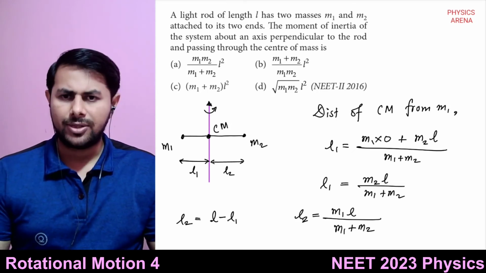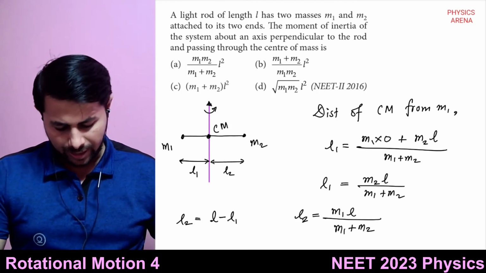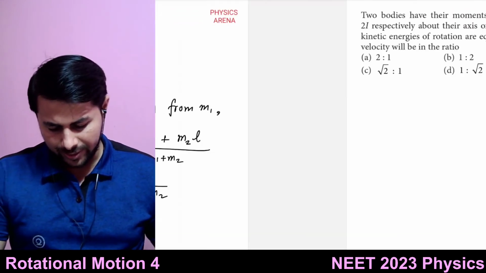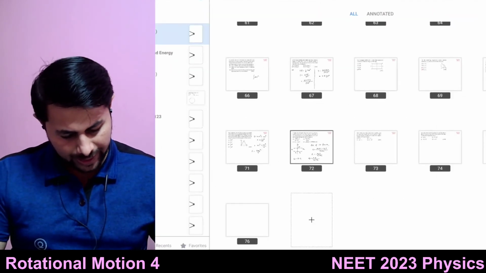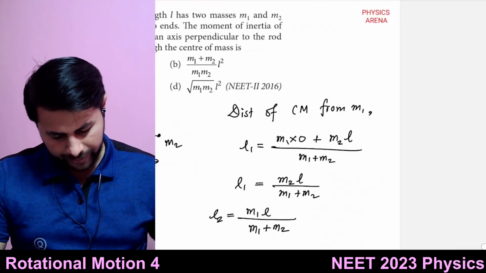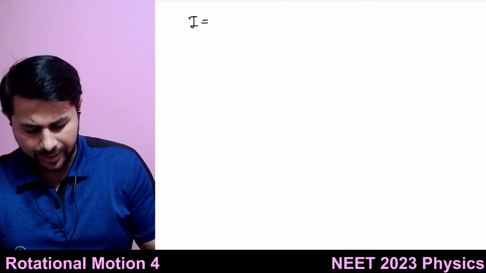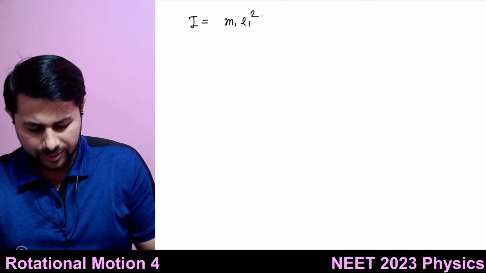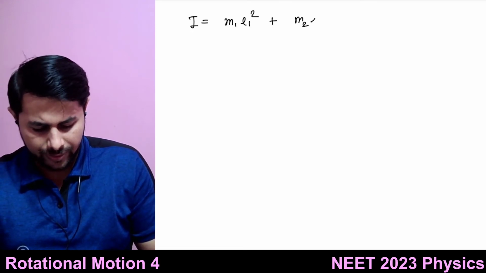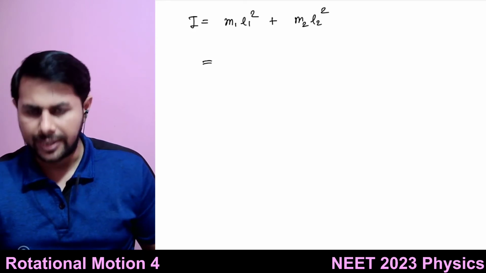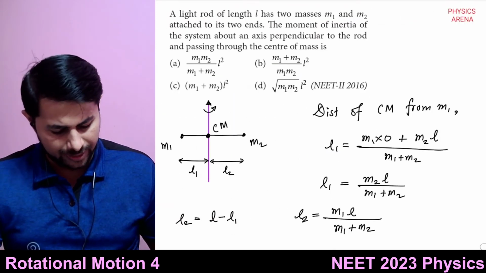Okay. So now that we have got distances, how much is the moment of inertia? Let me add a page here. So how much would be the moment of inertia? Moment of inertia I is equal to m1 L1 square plus m2 L2 square. Let's put the values of L1 and L2.